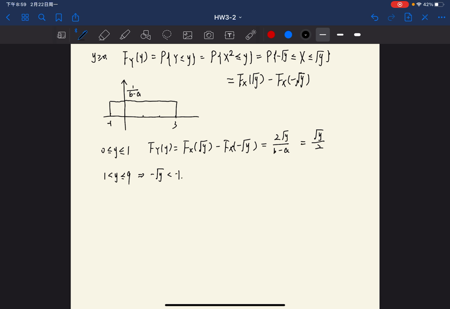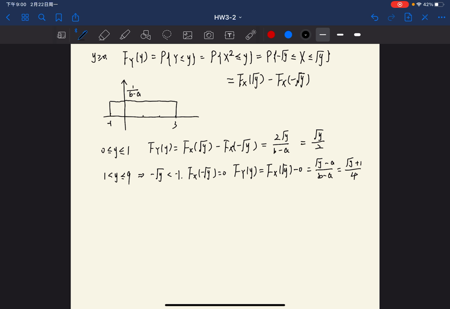So then in this circumstance, capital F x minus y to the power of 1 divided by 1 minus y divided by y to the power of 1 divided by 2 is equal to 0. And so in this circumstance, capital F y y equals this, and this equals, because a and b's values are minus 1 and 3, y to the power of 1 divided by 2 plus 1 divided by 4.